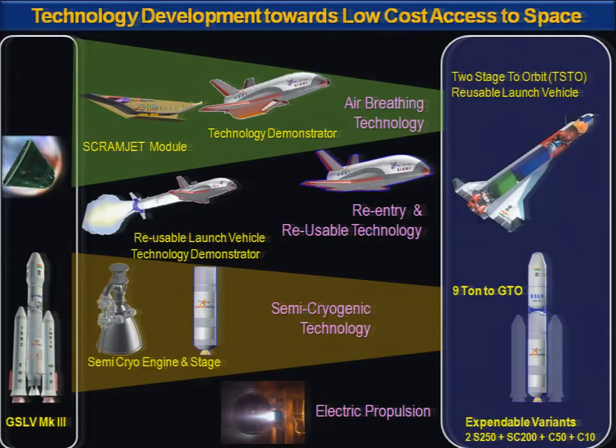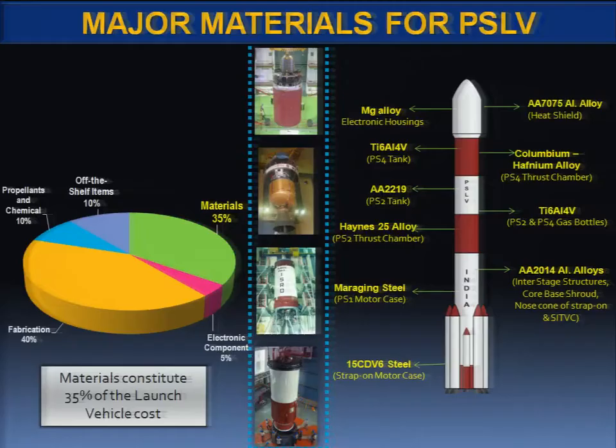This semi-cryo engine activity is expected to be completed, more or less in terms of engine development, by next year. And we are also working on air breathing technology and re-entry, and electric propulsion is another activity we are doing. And we also have the heavy lift launch vehicle development, GSLV Mark III, for which the cryo engine development has been progressing very satisfactorily. We just recently completed an 800-second test of a cryo engine, which is going to enable us to put about 4-ton satellites into geostationary orbit. And next year, December, is the target for launch of this.